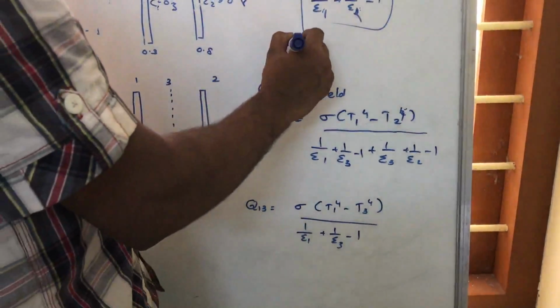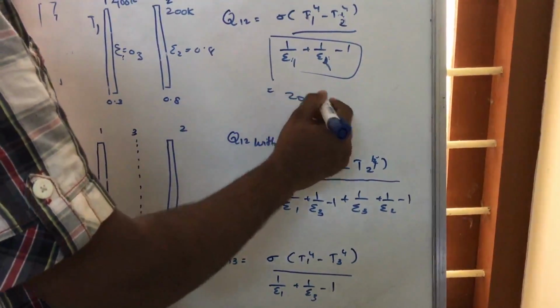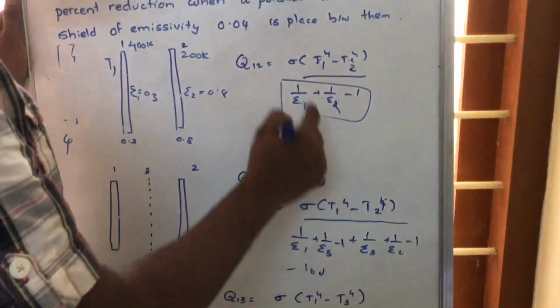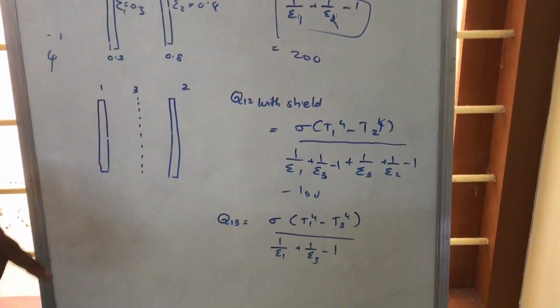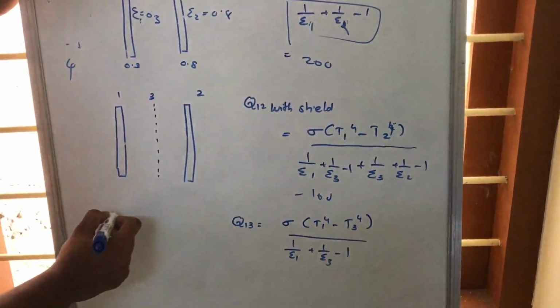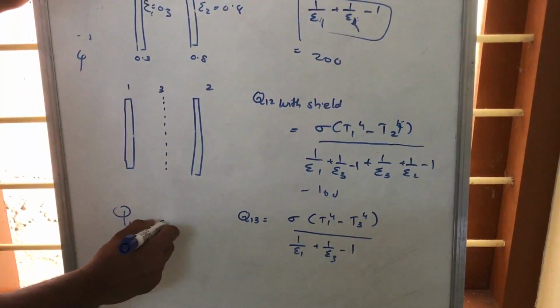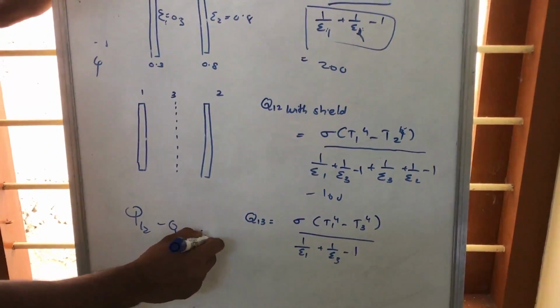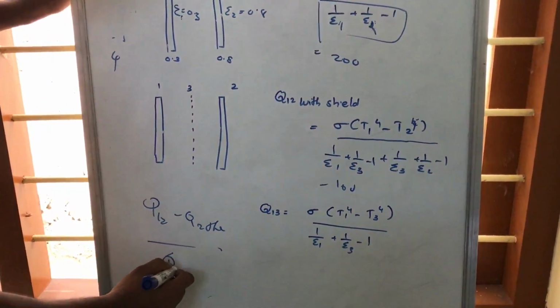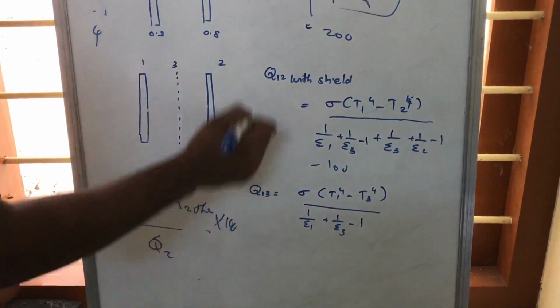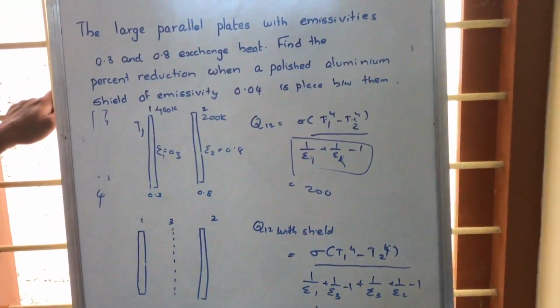When doing it, we will get, say, 200 for one case and 100 for the other, that is, there is a change in heat transfer. So if we take Q12 minus Q12 with the shield, divided by Q12, times 100, we will get the percentage of reduction in heat transfer.